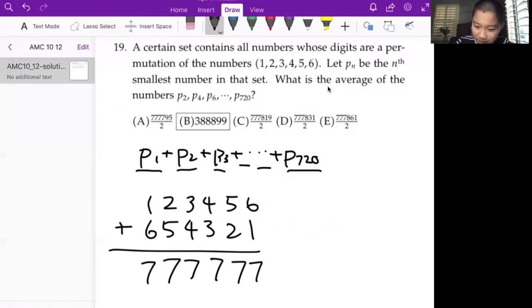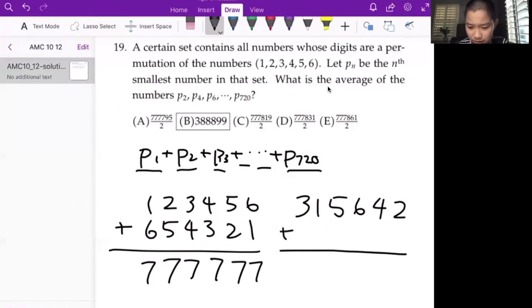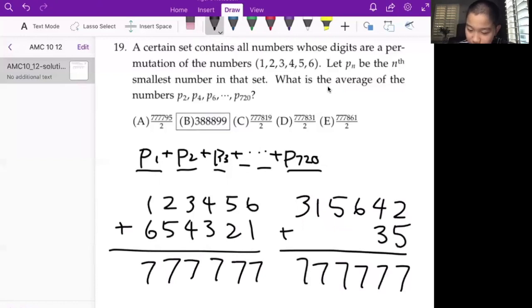Similarly, if you take something like 3, 1, 5, 6, 4, 2, then let's try to make them also add up to 7, 7, 7, 7, 7, 7. Then we can just use the number that comes when you subtract from 7. Like, 7 minus 2 is 5, so this is a 5. 7 minus 4 is 3, so this is 3. 7 minus 6 is 1. 7 minus 5 is 2. 7 minus 1 is 6. 7 minus 3 is 4.